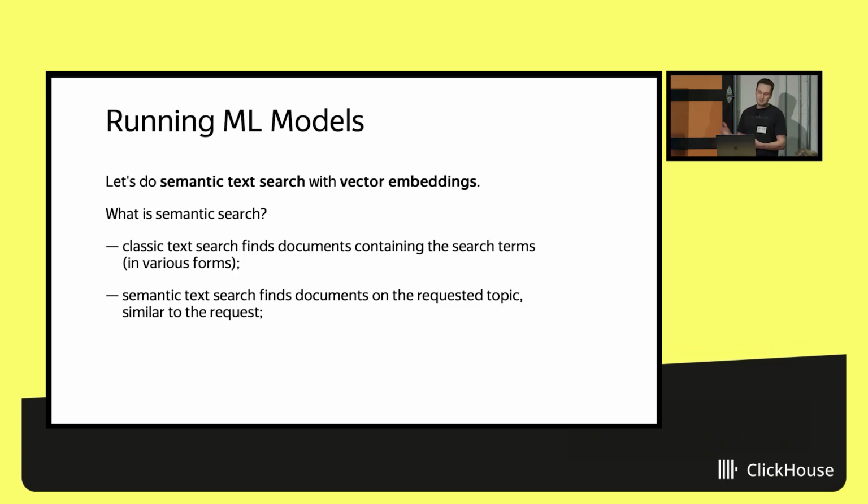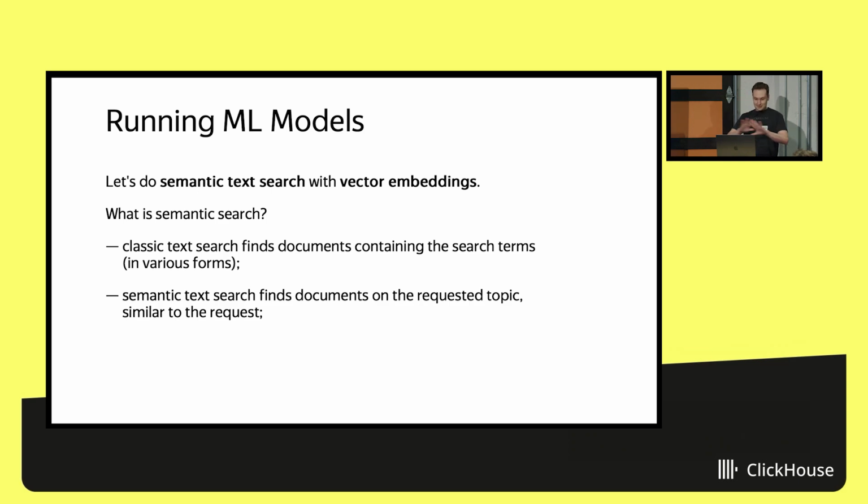OK, what I actually want to do, I want to run machine learning and AI models. I don't know what to say better. If I would like to keep myself old-fashioned, classy, I would say machine learning. If I want to be trendy, I would say AI. I do AI. But OK, let's do semantic search with vector embeddings.